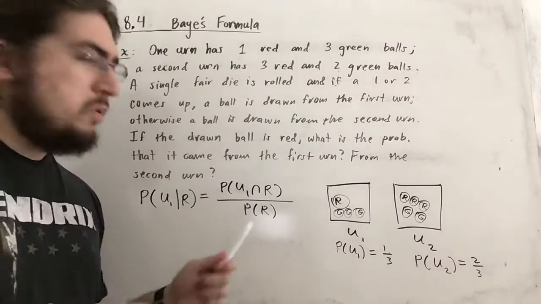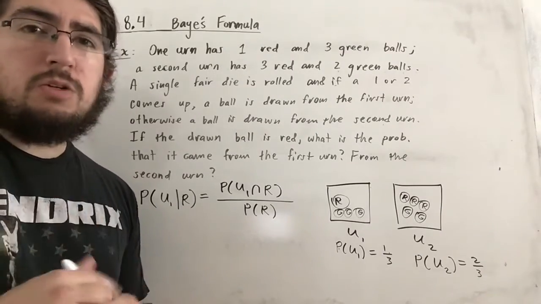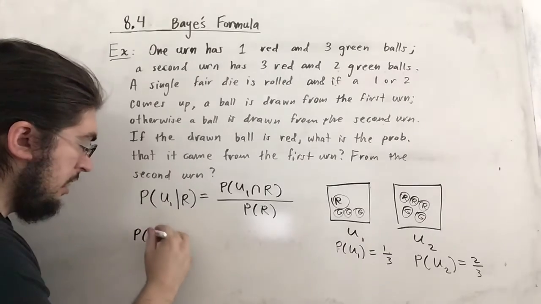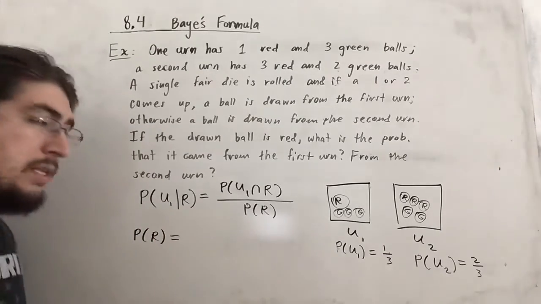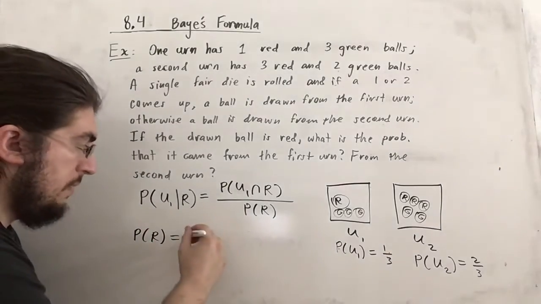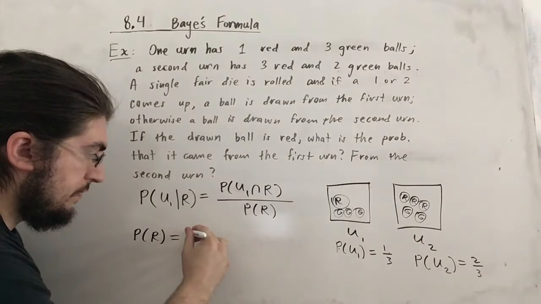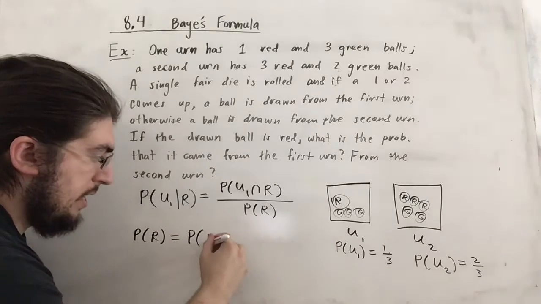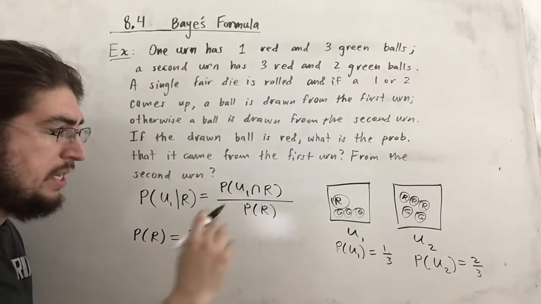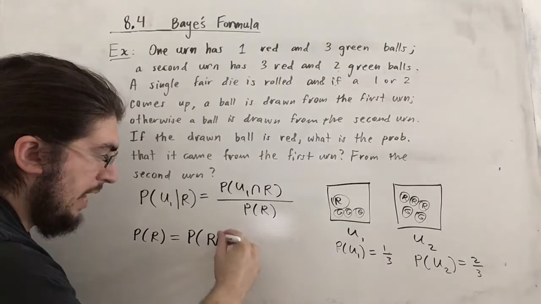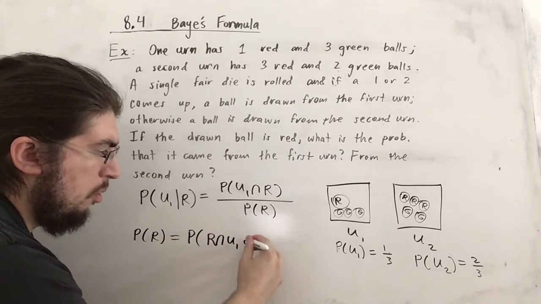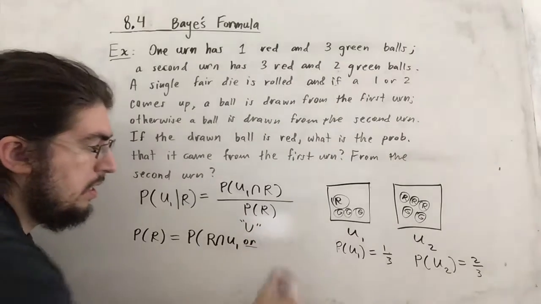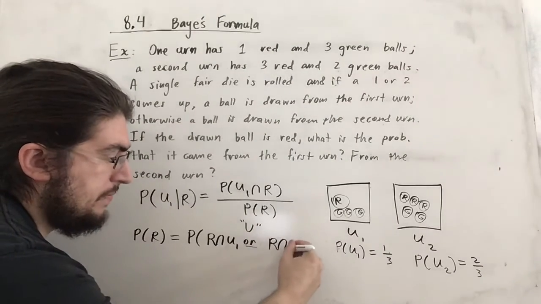But instead what we're going to do is expand the bottom. So let me just write it over here. The probability of being red depends on which urn we chose it from. So let me just say this. If it's red, either it was red and it came from the first urn, or, meaning union, so keep that in mind, union, it was red and it came from the second urn.